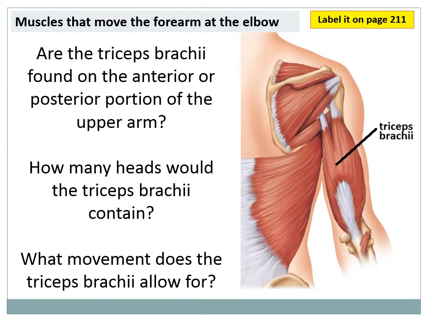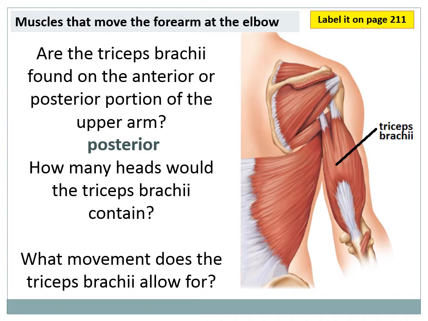Right now, we're looking at muscles that move the forearm at the elbow. So think of extension of the elbow here. Are the triceps brachii found on the anterior or posterior portion of the upper arm? Well, we know that we're looking at the back because we can see things like the latissimus dorsi. We can see the infraspinatus and the supraspinatus. So we're on the posterior part of the body. So our triceps are on the posterior part.